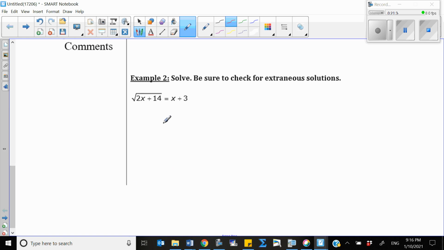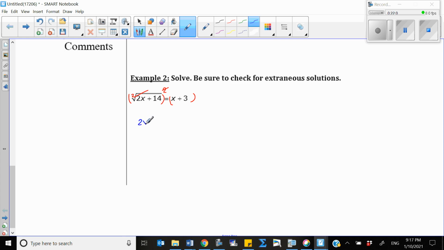Let's go to the next example here. We have square root of 2x plus 14 equal to x plus 3. So let's try this one algebraically, okay? So we already have the first step done again because the radical form is on one side. It's already isolated. So I'm going to go to next step, which is raising to the power of 2 because the index here is 2. And these two cancel each other.